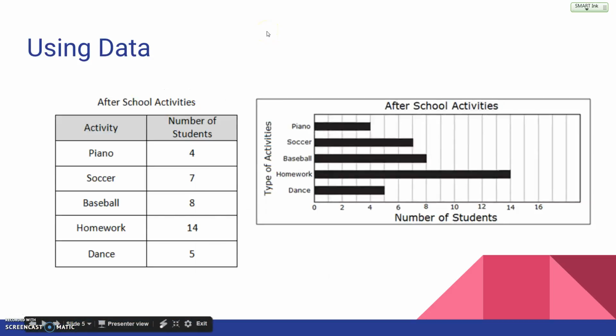Let's back up to this one. In first grade, they did a lot of answering questions about very literal interpretations of the graph. How many students said they participate in piano lessons after school? How many more students say they do homework after school than students who say they play on a baseball team after school? So those are very literal types of questions, where the information comes directly from the graph.